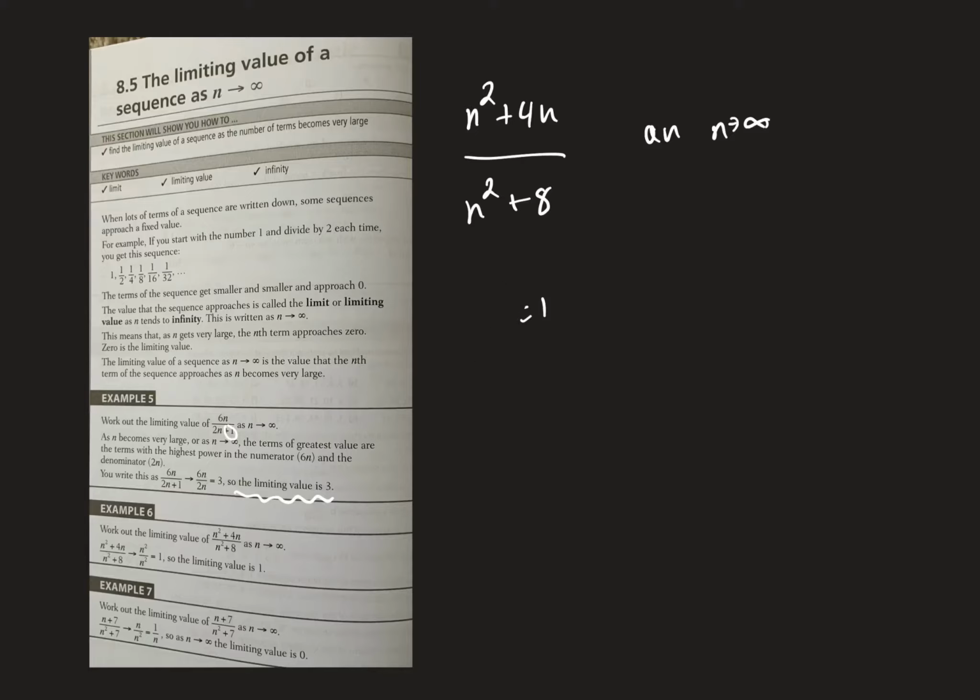The way I want you to be thinking about it is you're always going to be looking at your biggest term, okay? Your biggest term here is only quadratic, so you've got n squared, as n tends to infinity. So I want you to divide every single term of that sequence by n squared, because that is the biggest term.